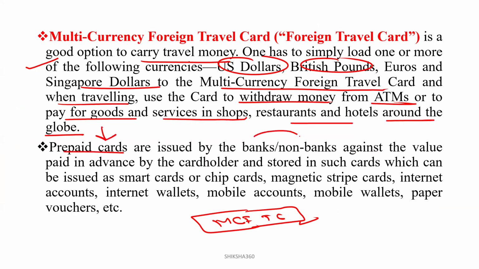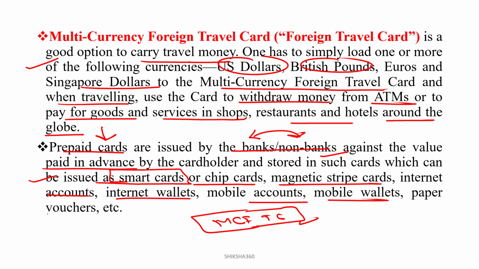Prepaid cards are issued by banks and non-banks against the value paid in advance by the cardholder and stored in such cards. The amount stored in such cards can be issued as smart cards or chip cards, magnetic strip cards, internet accounts, internet wallets, mobile accounts, mobile wallets, paper vouchers, etc.